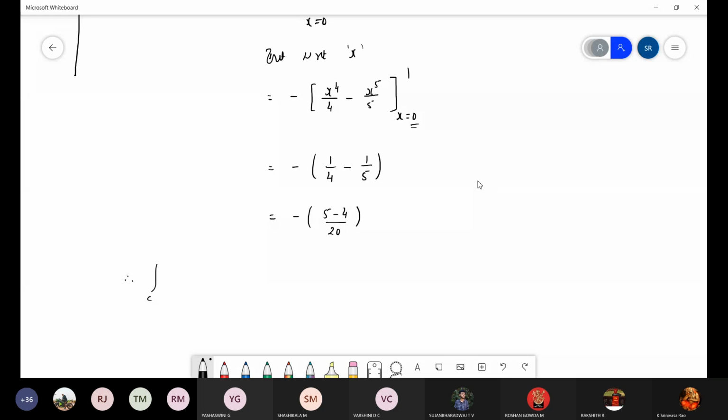Finally, therefore, write down the LHS, the line integral over C. What is our problem? xy plus y square dx plus x square dy equals minus 1 by 20. So this is just evaluation. Usually for evaluation they will give the LHS and you have to calculate the RHS. Sometimes, if they give the RHS, then you have to calculate the LHS.